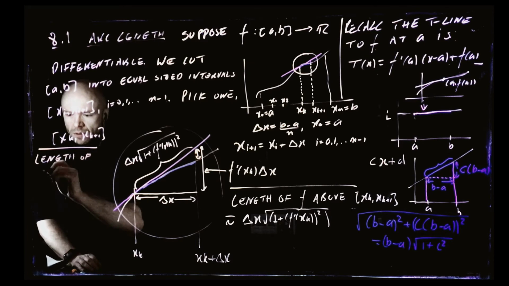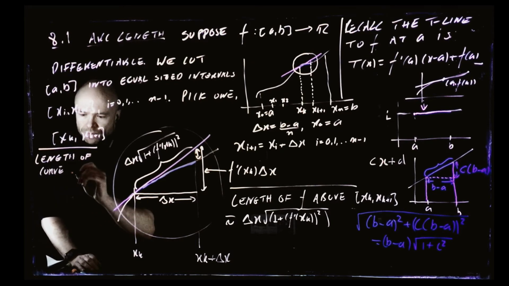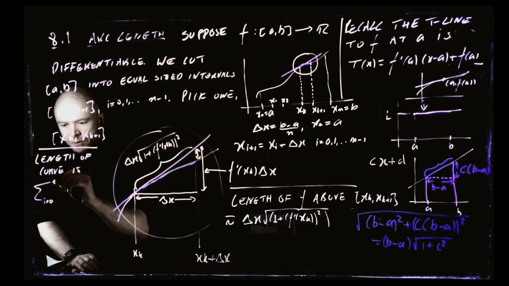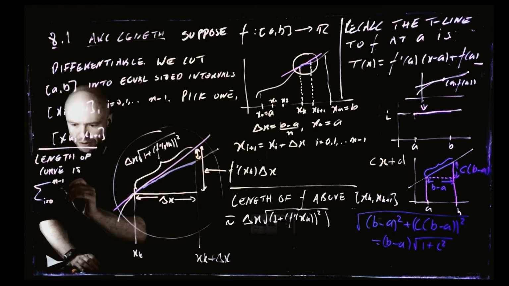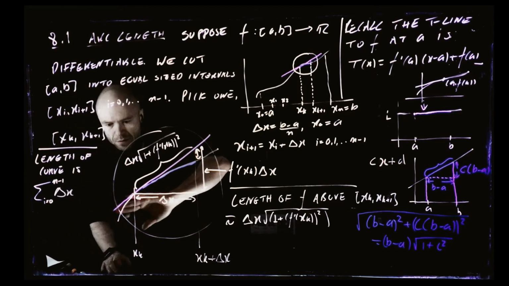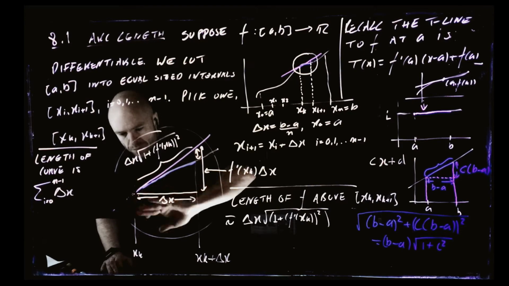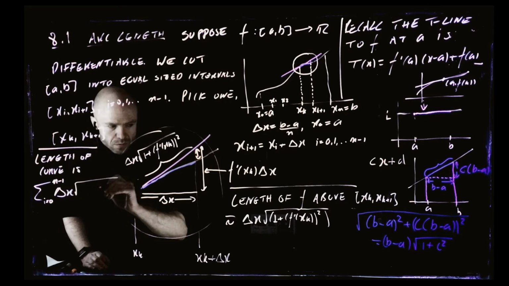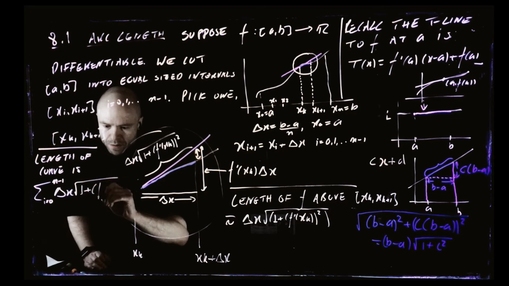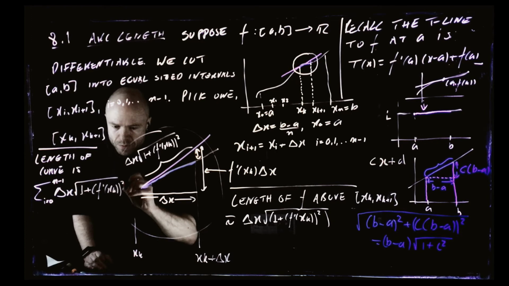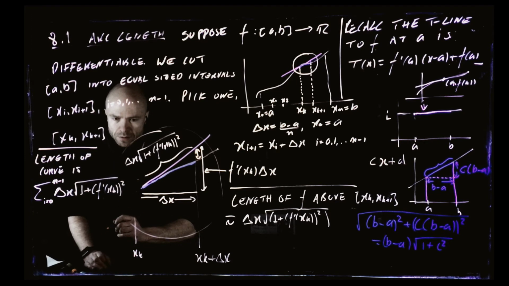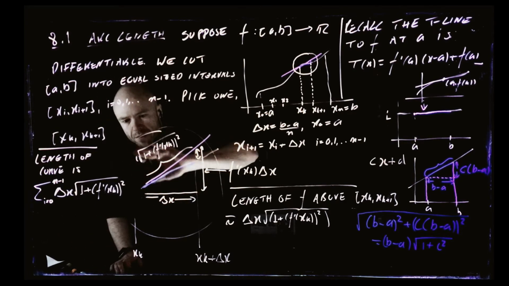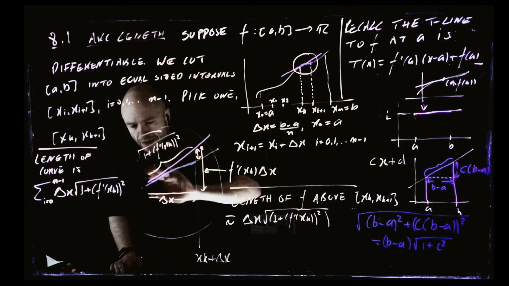of the curve or graph is the sum, and we have n of them. We start from i equals 0 to n minus 1, each one of these expressions, delta of x times the square root of 1 plus f prime of xk squared, like this. Yeah? And then there's a tiny, tiny error, but we're forgetting about it because it's not important compared to the size of everything else.